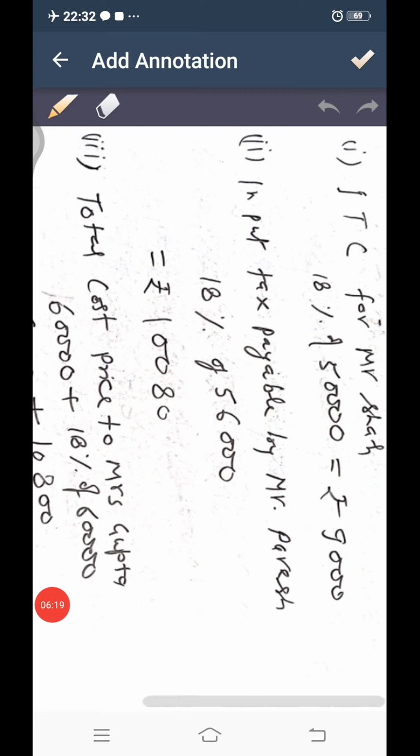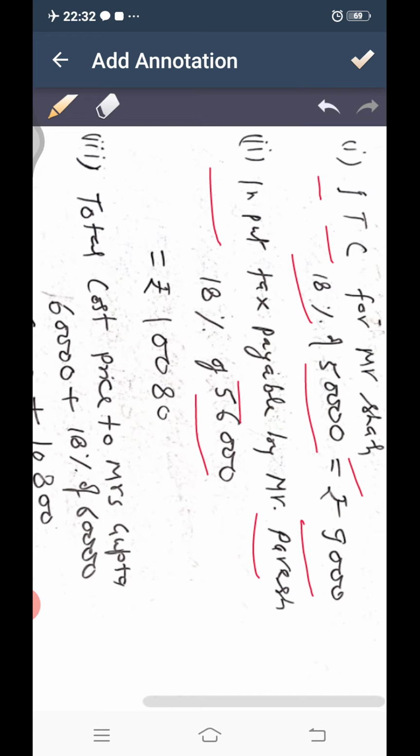So input tax credit for Mr. Shah. So Mr. Shah purchased it for 50,000. So that is 18% of 50,000 will be the input tax credit for Mr. Shah, that is 9,000 rupees. Now input tax payable by Mr. Paresh. Mr. Shah sold it at 6,000 profit, means Mr. Paresh will purchase it at rupees 56,000. So input tax payable by Mr. Paresh is 18% of 56,000, that is 10,080 rupees.